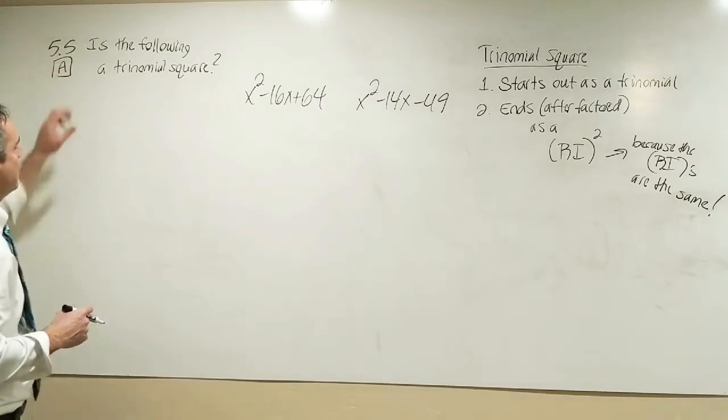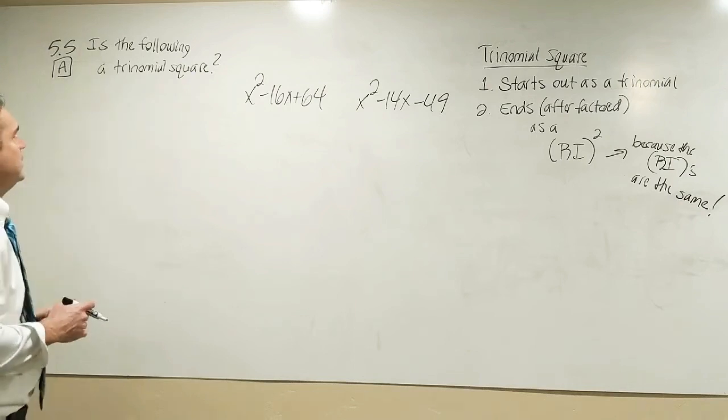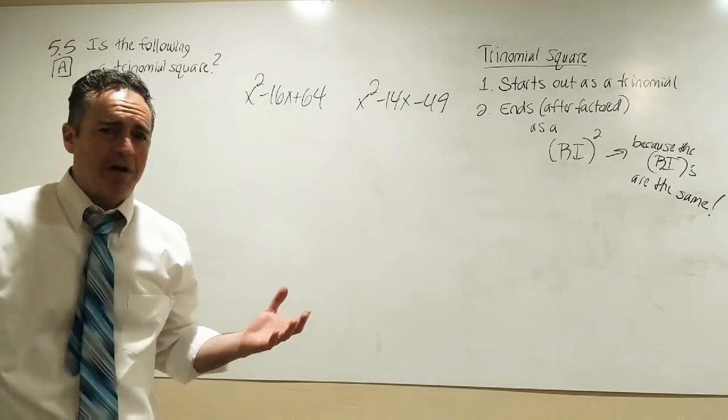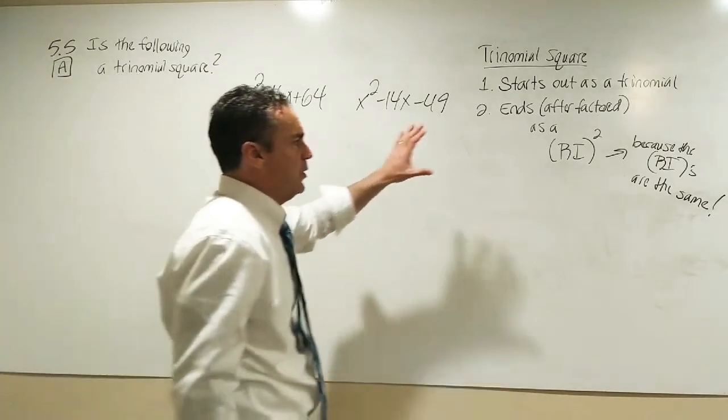But in part A of the homework, they ask a question. It says, is the following a trinomial square? It's kind of a crappy question if you don't know what a trinomial square is, so we need to define what a trinomial square is.